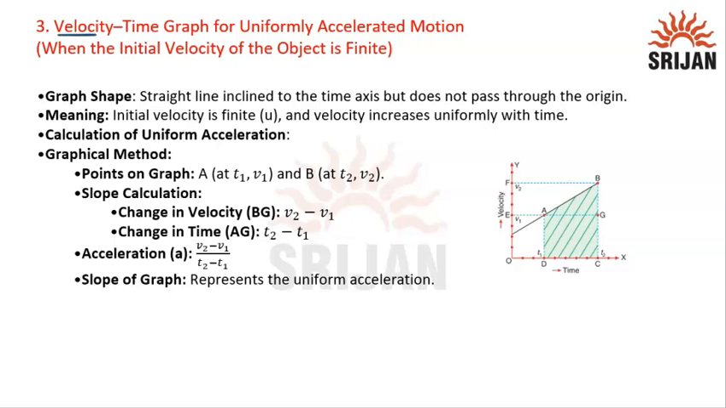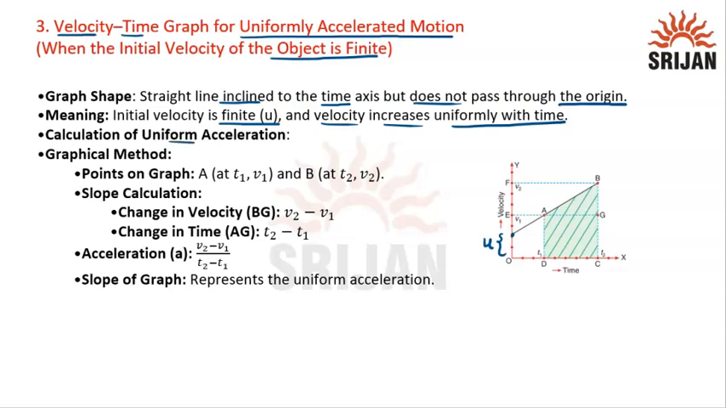Next is the velocity time graph for uniformly accelerated motion, but the object has some finite velocity initially. Now the object has not started from rest. As the graph has started from here, that means the object had some initial velocity, that is u. So again, it is a straight line which is inclined to the time axis but does not pass through the origin because it has some finite velocity initially. Initial velocity is u, which is finite, and velocity increases uniformly with time.